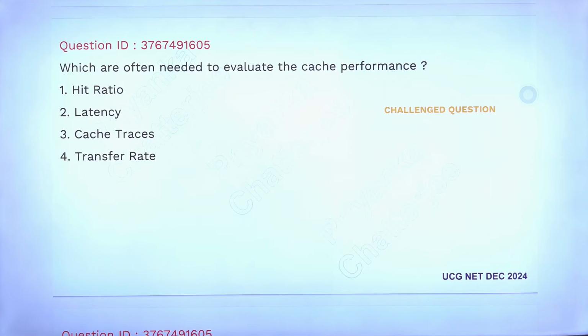Do this. 15 seconds is enough for this question.